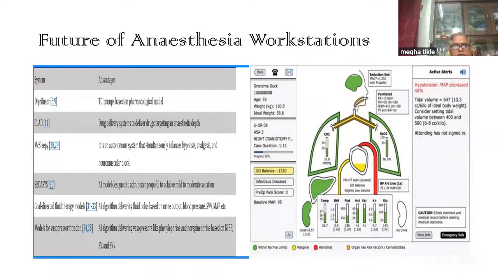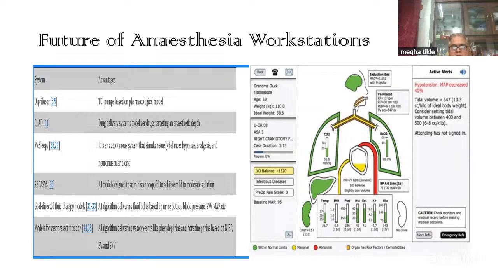Max BP is a system which balances hypnosis, analgesia, and neuromuscular blockade through the monitors, through a feedback loop. CDSS is a system for propofol sedation. You have algorithms for delivering fluid boluses, based on urine output, blood pressure, MAP, etc. And you have models for vasopressor titration, which are based on NIBP and stroke volume variation.